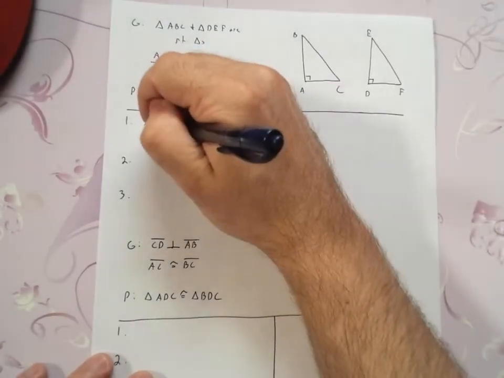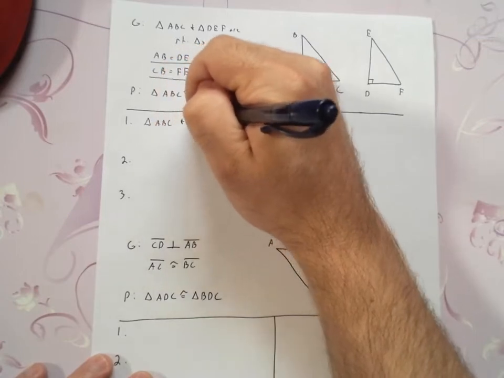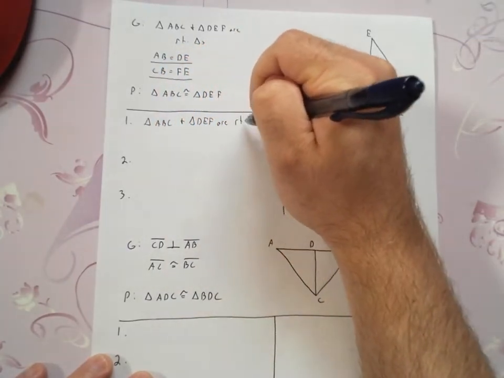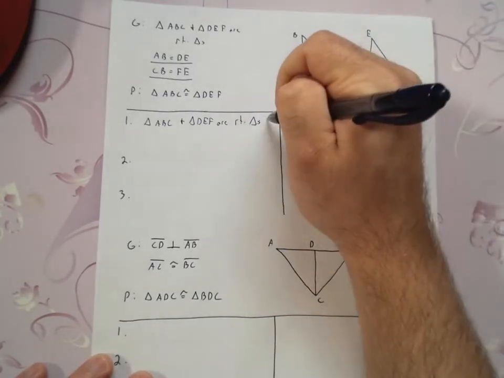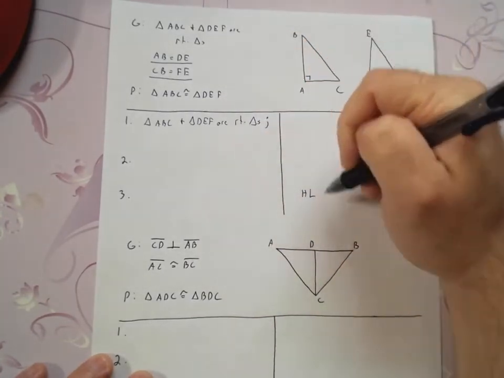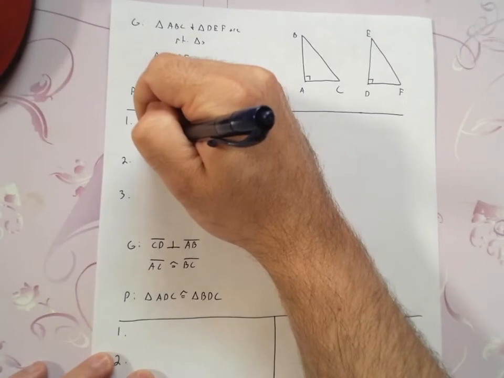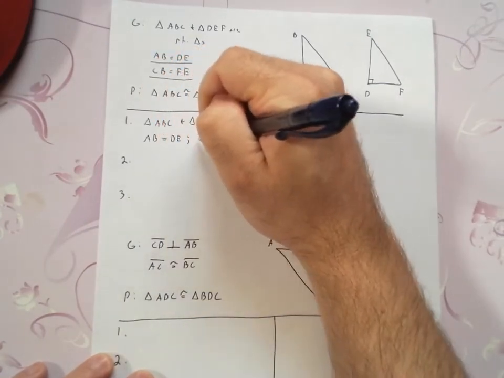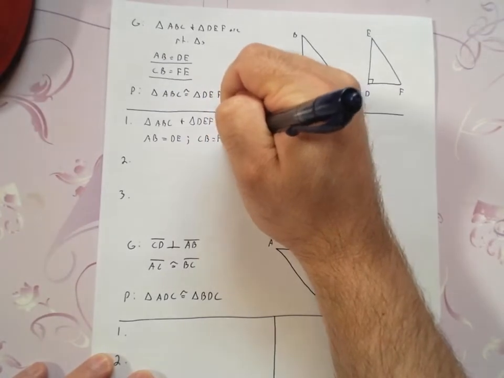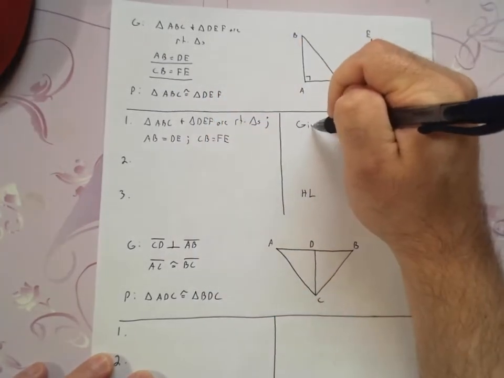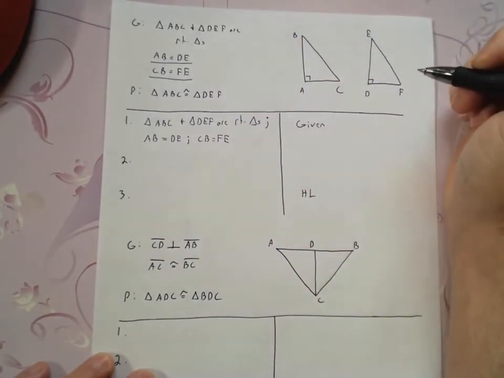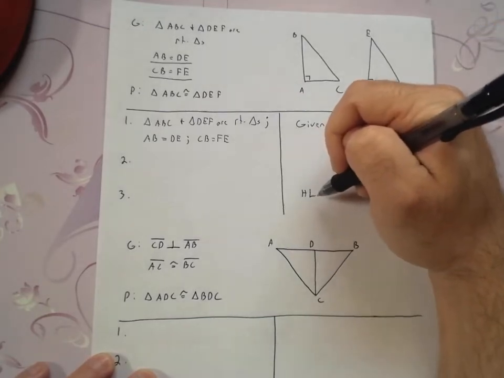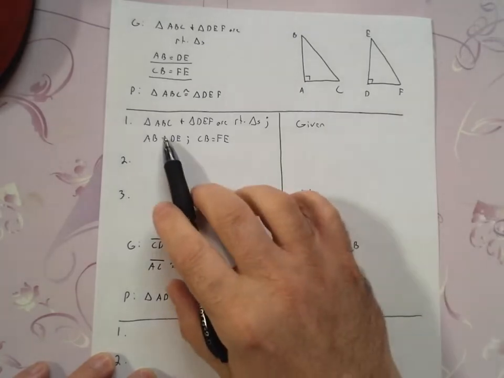Alright, so up here, triangle ABC and triangle DEF are right triangles. That's an important statement because that means that we can definitely use HL, because we need right triangles. We also know that AB equals DE, and we know that CB equals FE. So all that is given. Well, in order to get HL, I have to show that the hypotenuse and the leg are congruent. Well, we almost show that.